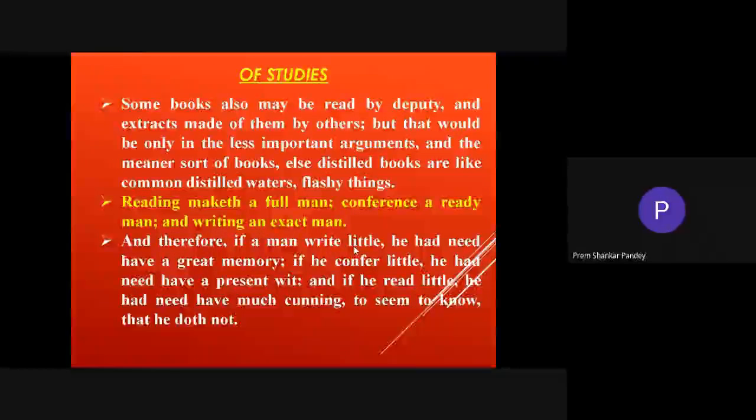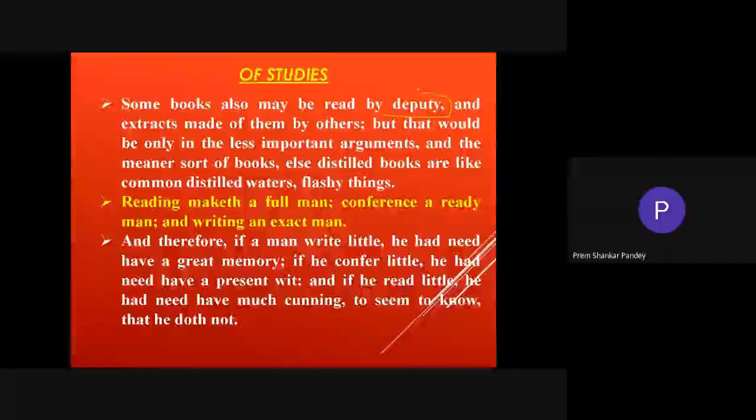In the next paragraph he writes, some books also may be read by deputy and extracts made of them by others, but that would be only in the less important arguments and the meaner sort of books. Else distilled books are like common distilled waters, flashy things. So deputy means the learned person of the society. So some books may be read by the deputy, and when they read the book, they write the extracts made of them, they write the reviews out of them.